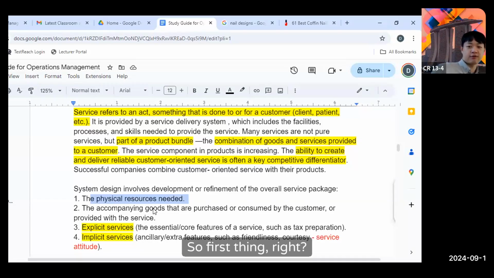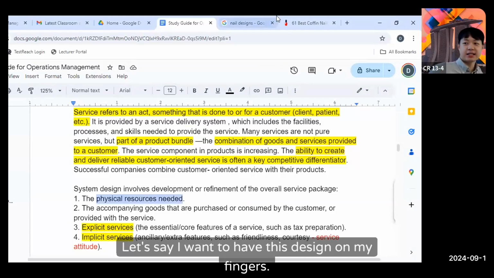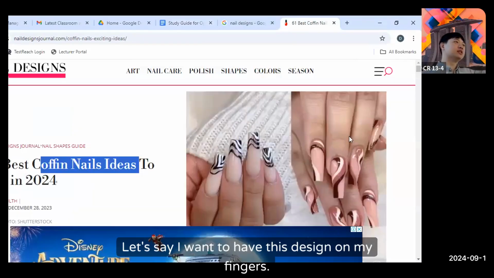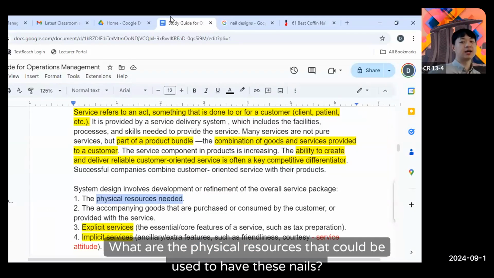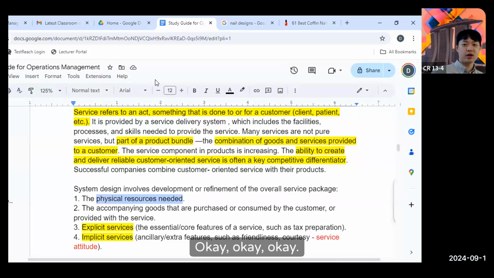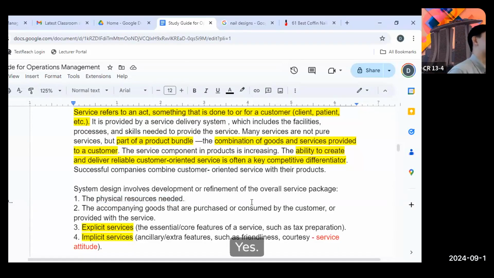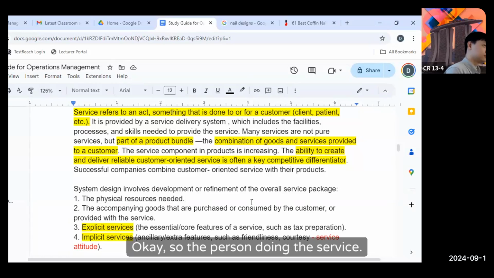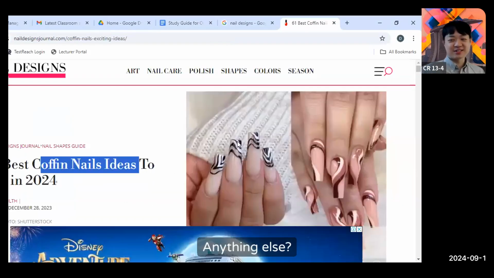So first thing, the physical resources needed. Let's say I want to have this design on my fingers. What are the physical resources that could be used to have these nails? Give me a while, sorry, because someone is coming in. Yes, the person who does such service. So the person doing the service, okay. In some sense, I need to be there. Anything else?